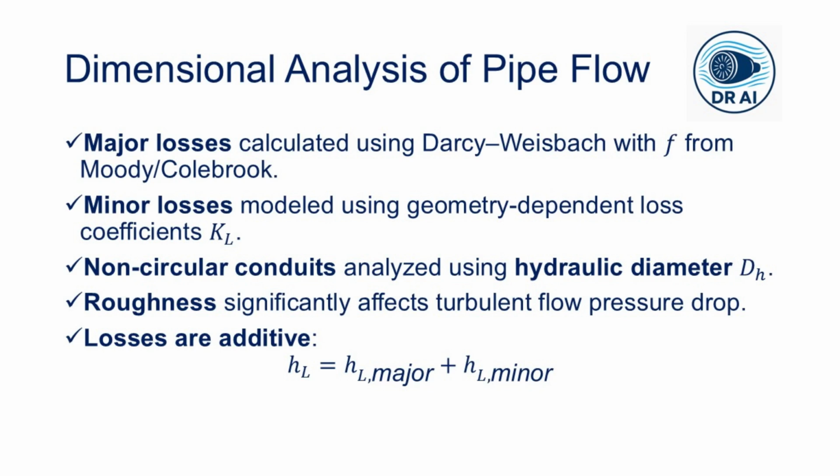Then we defined the minor losses using loss coefficients KL for components like valves, elbows, and entrances, giving you the table as a key reference. And we also extended all of this to non-round ducts using the concept of hydraulic diameter DH. You now have all the tools to calculate the total head loss in a pipe system.